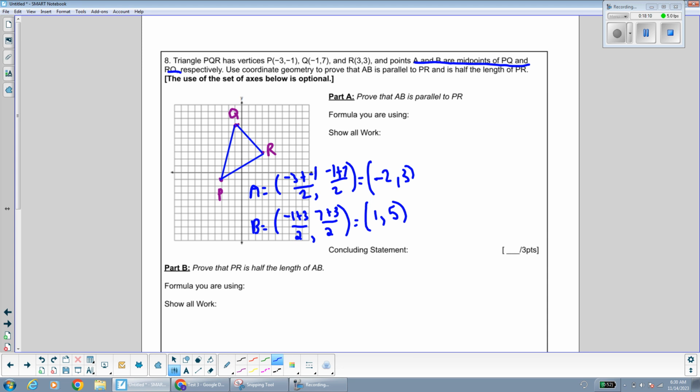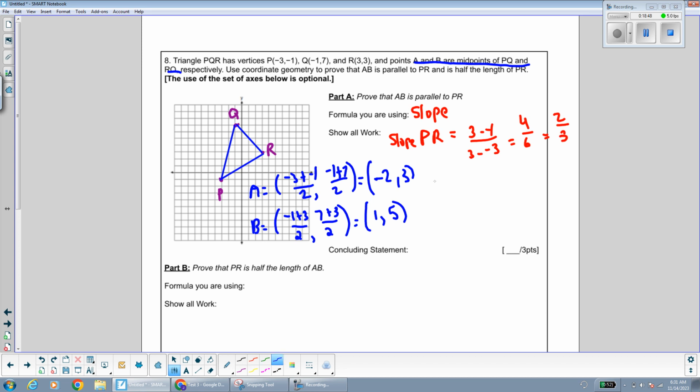So what we need to do first is prove AB is parallel to PR. Parallel lines have the same slopes. So slope formula is the formula that we need to use. That's y2 minus y1 over x2 minus x1. So I'm going to find the slope of PR first. All right, slope of PR. And the slope of PR would be y2 minus y1 over x2 minus x1. So that is 4 over 6, which reduces to 2 over 3.